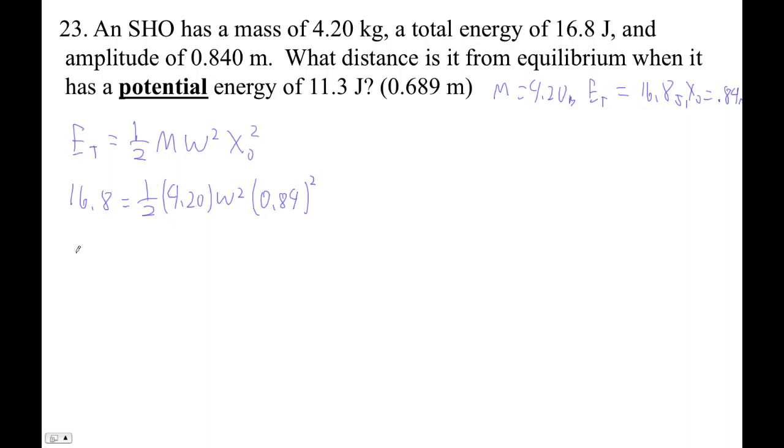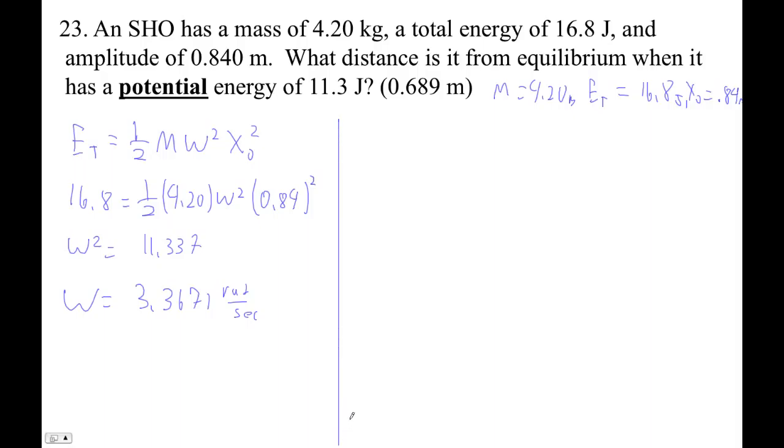So 16.8 times 2 divided by 4.2 divided by 0.84 squared is going to be omega squared. So omega squared is 11.337, and then raise that to the 0.5. I'm going to store that. So omega is actually 3.3671 radians per second. Let me just double check that I did that correctly. 16.8 times 2 divided by 4.2 divided by 0.84 squared. Yeah, that's right. So that's the first part.